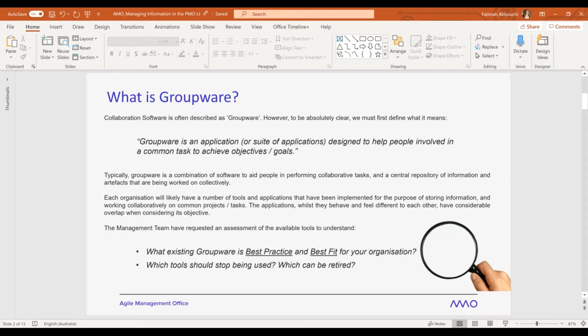So one of the things we do when we look at Groupware and doing an assessment for it, as part of the range of activities that we undertake, we also look at what is best practice and best fit for your specific organization. Now that's really important to make sure that we are looking at what works for you.